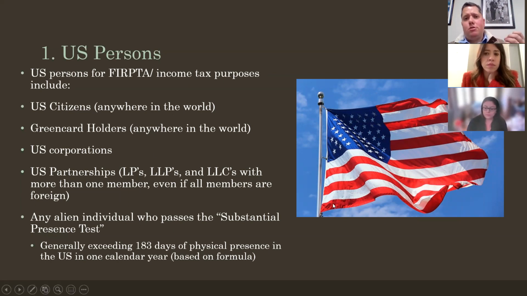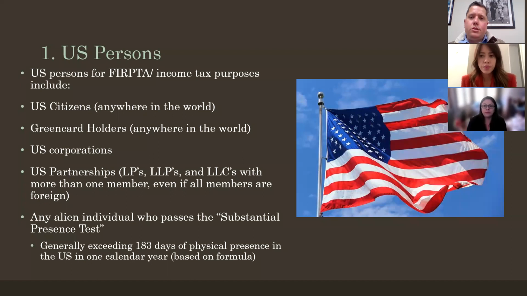The test, by the way, this formula is very complex. It's 183 days. They take a third of the days of the previous year, a sixth of the days of two years before that. So just as a general rule, we say as long as someone isn't physically present in the United States for more than 120 days in any calendar year, they will not pass the substantial presence test. So they'll be safe from that.